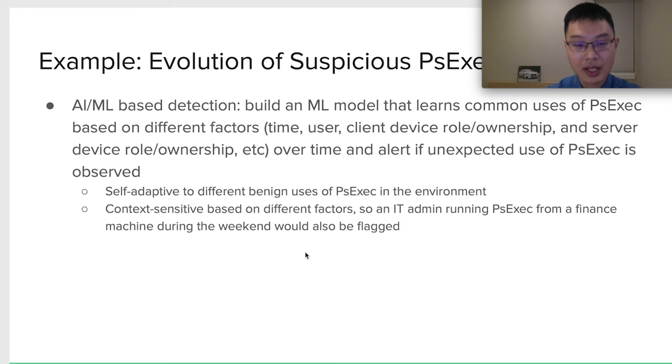So in order to apply unsupervised learning to enhance the efficacy and accuracy of suspicious PsExec detection, one can build an unsupervised machine learning model that actually learns the common uses of PsExec based on different factors over time. These factors could include time of use, the user that initiated the session, the client device, the role of the client device, as well as the server device and the role of the server device. And the machine learning algorithm could alert if unexpected use of PsExec has been observed.